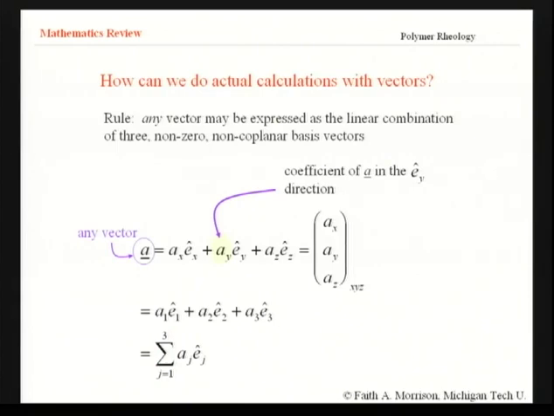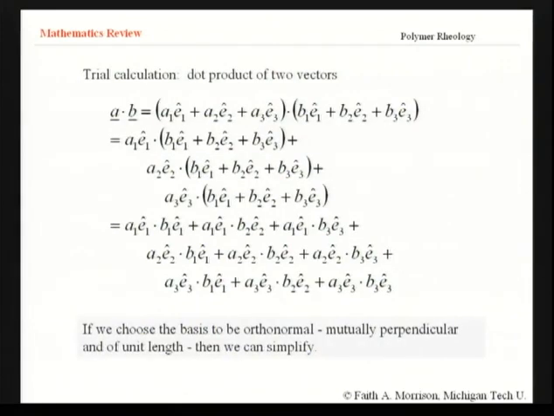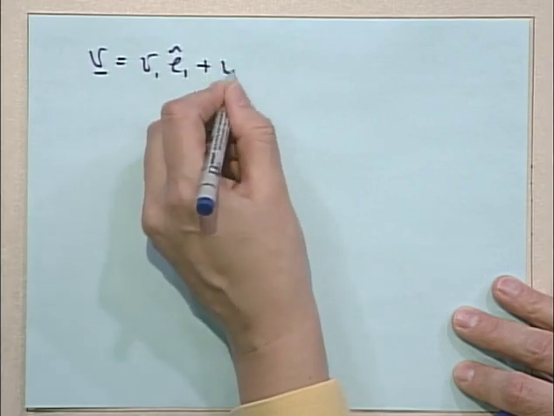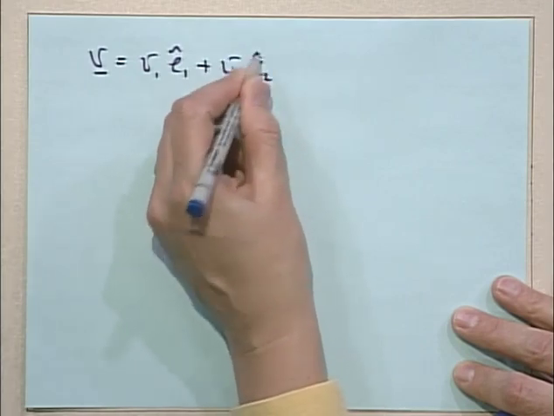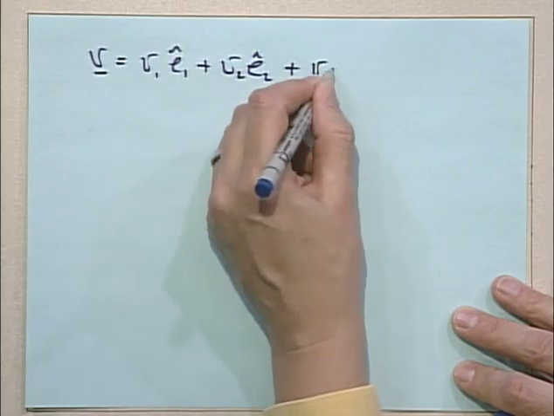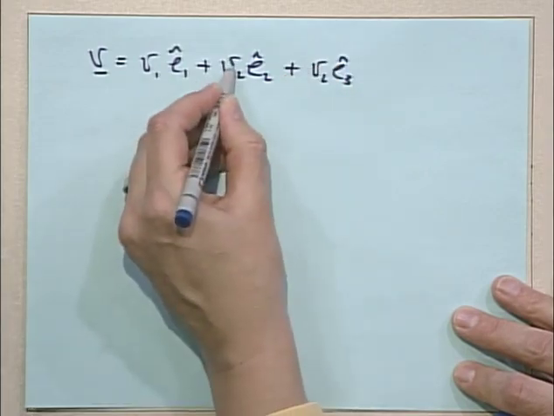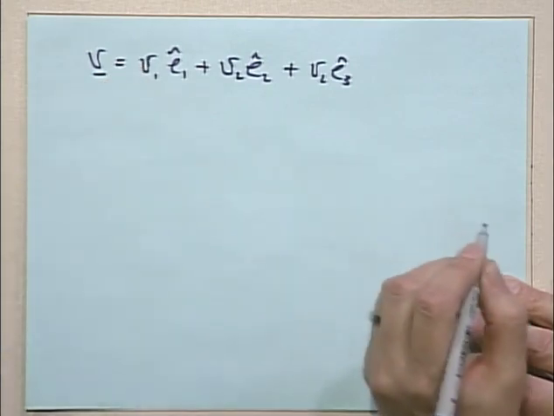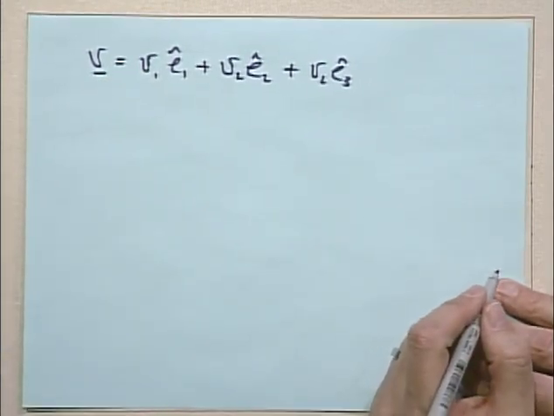Okay. So on this next slide, I show a trial calculation, but rather than looking too hard at that, let's leave that just as something you have in your notes, and let's do the calculation ourselves so you can see what I want to show you. So we have any vector, so let's say v, may be written as the linear combination of 3 non-zero, non-coplanar basis vectors. So as soon as we say we have a vector, we can write this.